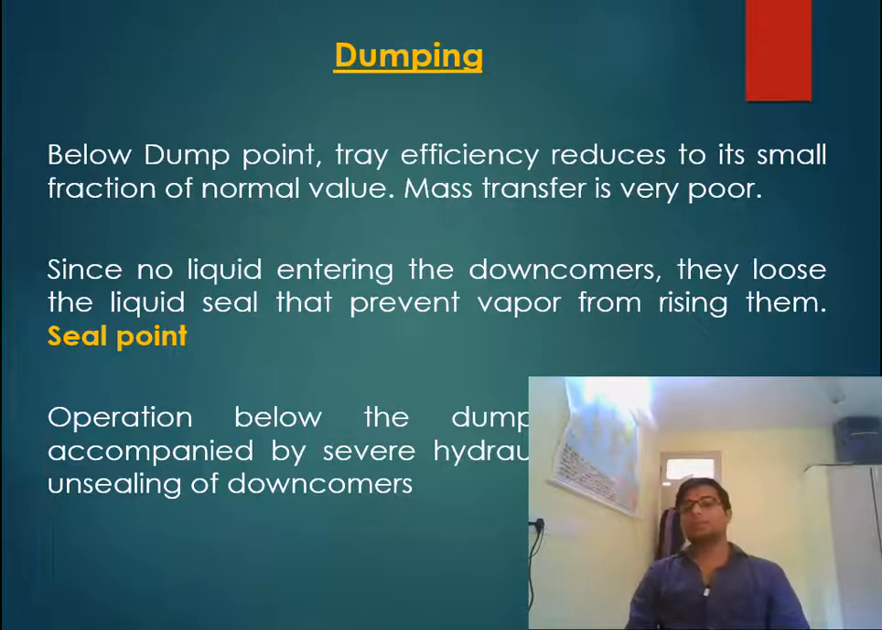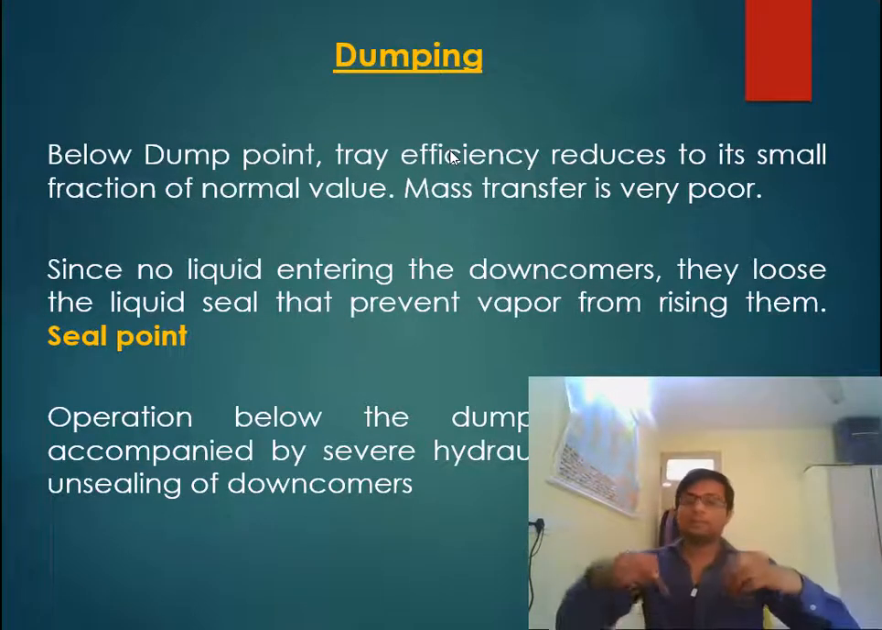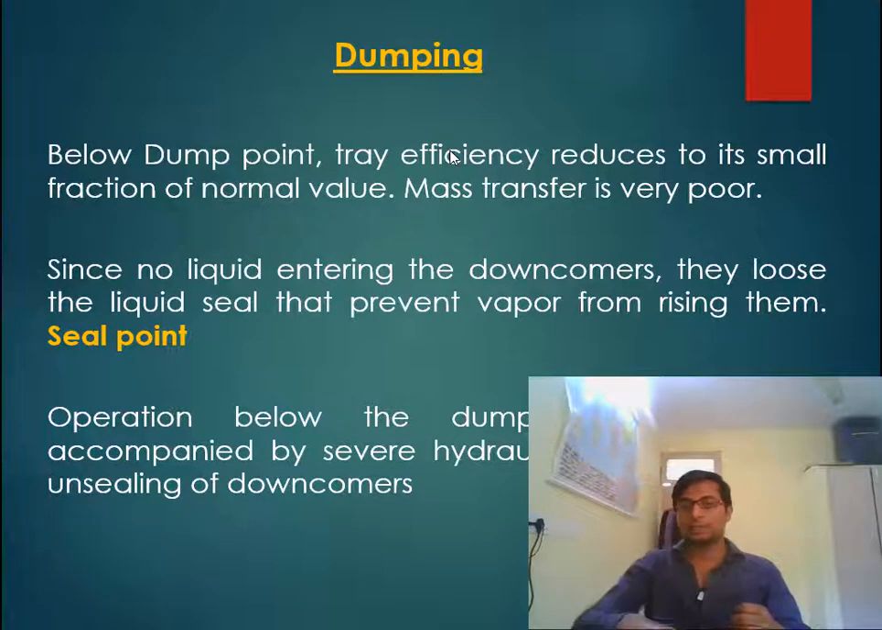So let us first discuss how tray efficiency goes very low when dumping takes place. Whenever weeping takes place, tray efficiency goes low, but it does not reduce tray efficiency to a very low level. Why? Because even if liquid is flowing through the sieves, there is still a chance of vapor and liquid contact, though it won't be very intimate contact. So there will be a reduction of efficiency, but not at a very low level.